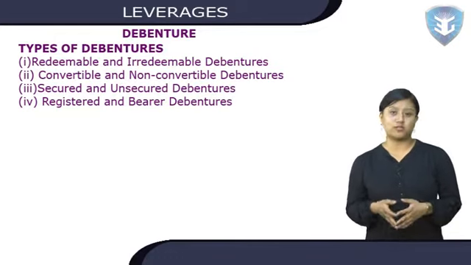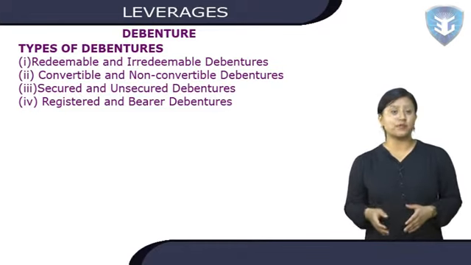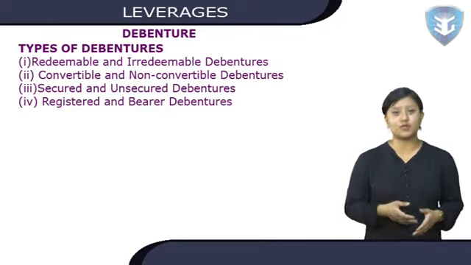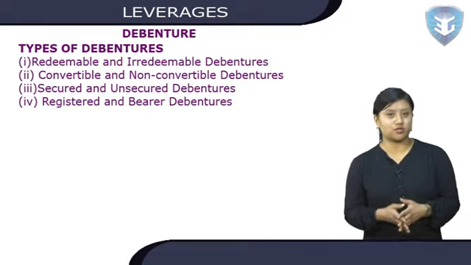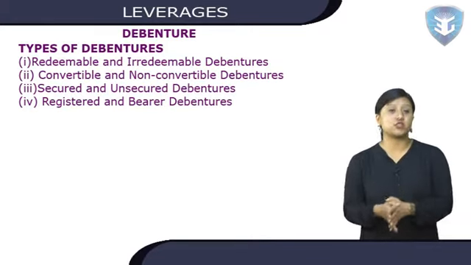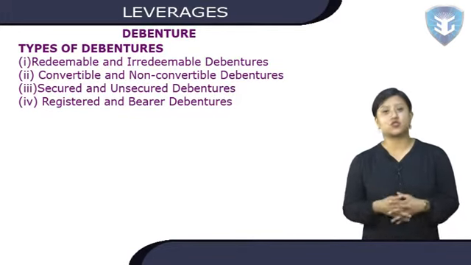Secured and unsecured debentures. Secured debentures are issued with a charge on the assets of the company as security. This charge may be fixed, that is, on a specified asset, or it may be floating. Secured debentures are also known as mortgage debentures. Registered and bearer debentures. For registered debentures, the issuing company maintains a record of the debenture holders. Any sale or transfer of such debentures must be registered with the company.